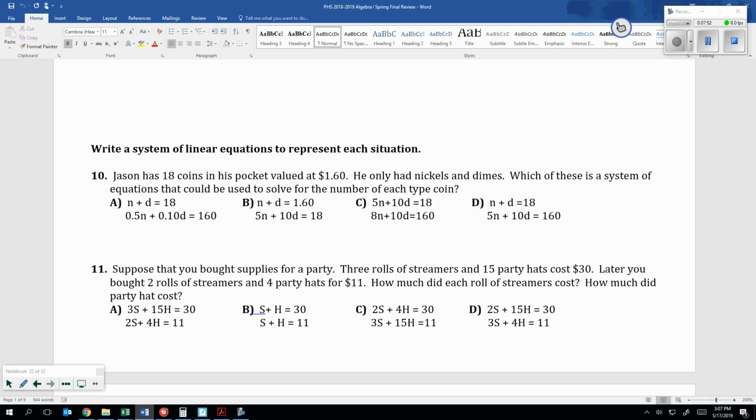Now, for 10, Jason has 18 coins in his pocket, valued at $1.60. He only had nickels and dimes. Which would be the system of equations that could be used to solve for the number of each type of coin? So we had a total of 18 coins, and that's including his nickels and dimes. So our nickels and dimes are going to equal that 18 coins. So we know that B and C can be our answer.